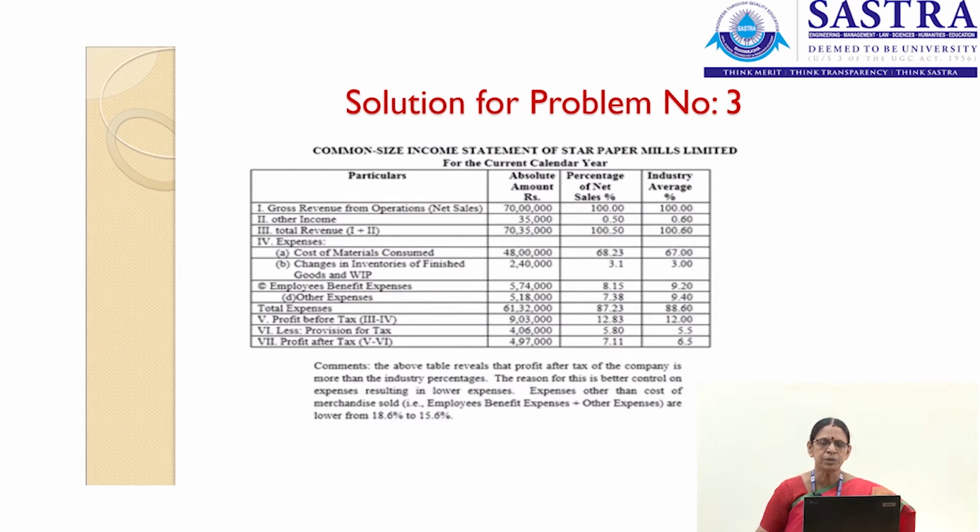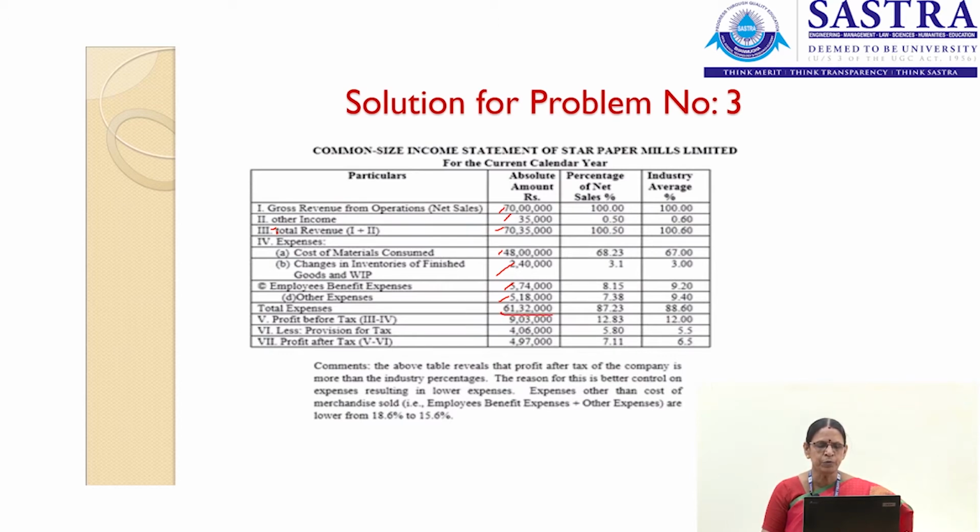Common size income statement of Star Paper Mills Limited for the current calendar year. So this is the absolute amount. We have 70 lakhs as your gross revenue, 35,000 is your other income. Total income is said to be 70 lakhs and 35,000. Expenses: cost of materials consumed is 48 lakhs. Changes in inventories is 2,40,000. Employee benefit expenses 5,74,000. Other expenses 5,18,000. Total expenses we have 61 lakhs and 32,000.